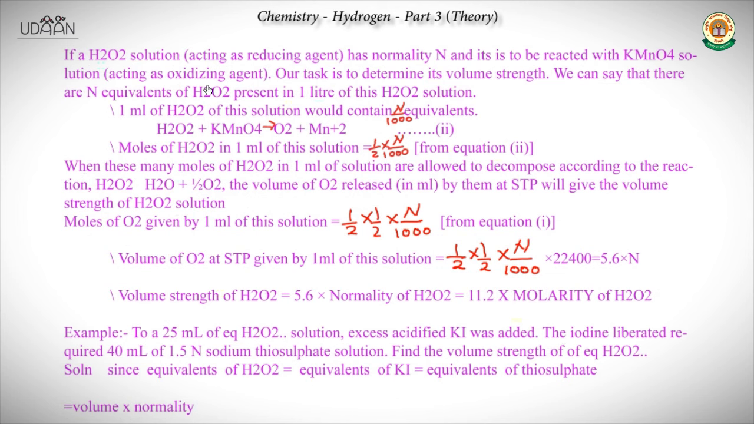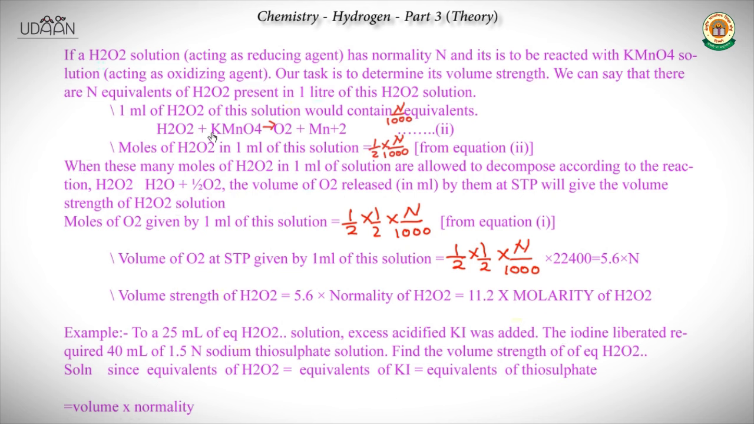If an H2O2 solution has normality N and is to be reacted with KMnO4, our task is to determine the volume strength. We can say that there are N equivalents of H2O2 present in 1 liter of H2O2 solution. If there are N equivalents in 1 liter of solution, then in 1 ml of solution there will be N by 1000 equivalents. And the moles in that 1 ml of solution will be half into N by 1000.